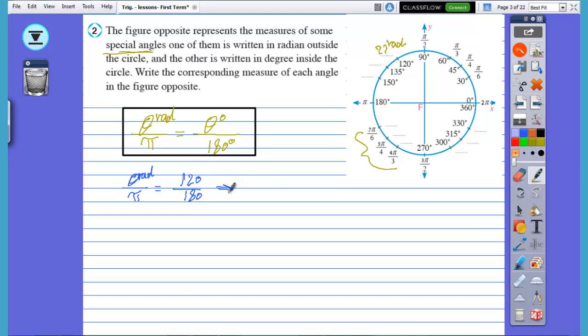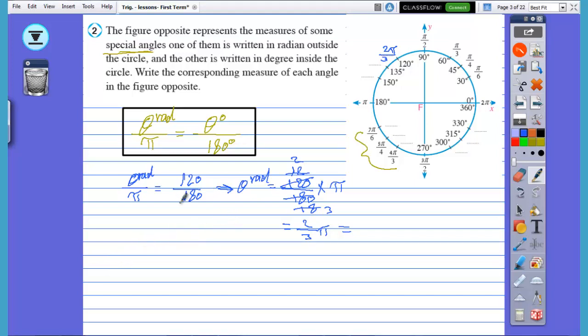So theta radian equals 120 over 180 multiplied by pi. You can divide up and down by 10, so we have 12 and 18. Dividing by 6, 12 divided by 6 equals 2 and 18 divided by 6 equals 3. So it is equal to 2 over 3 pi. With respect to 135.